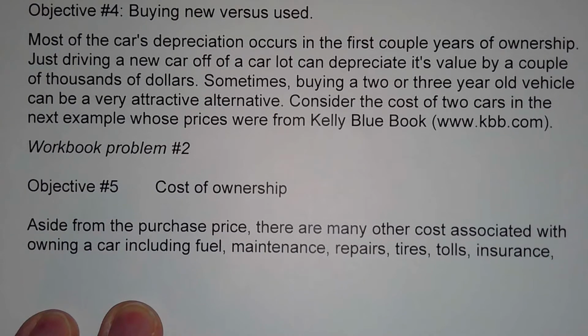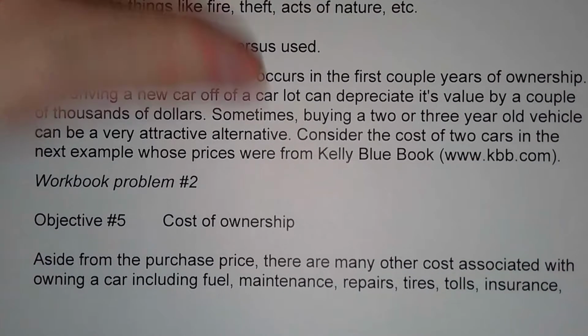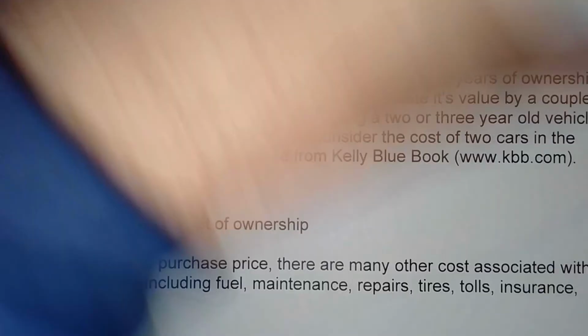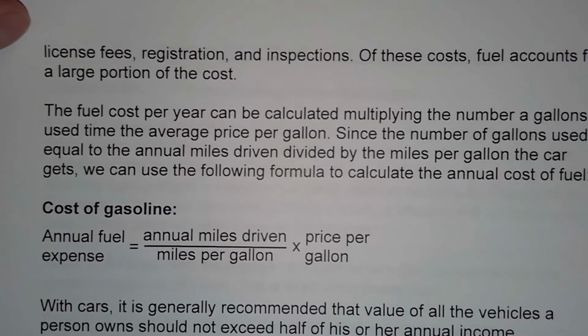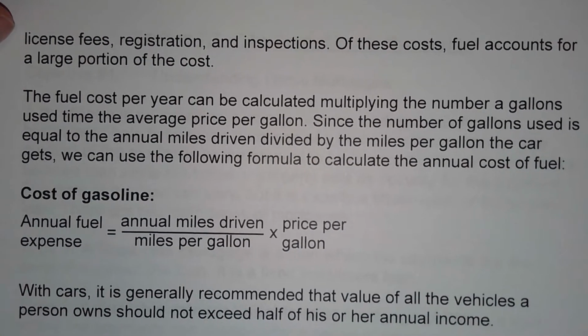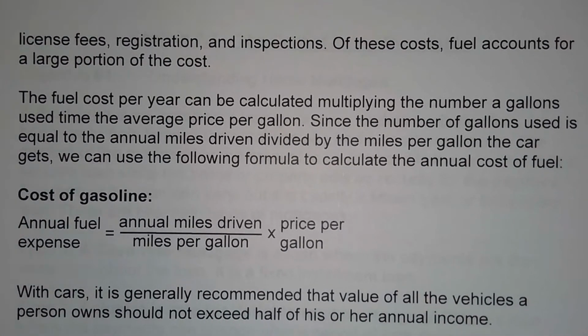Now, aside from car payments or purchasing a car, there are other costs associated with owning a car. Aside from the purchase price, there are many other costs, including fuel, maintenance, repairs, tires, tolls, insurance, and so on and so forth. There are a lot of things you have to take into consideration. Of these, typically fuel accounts for a large portion of the cost.